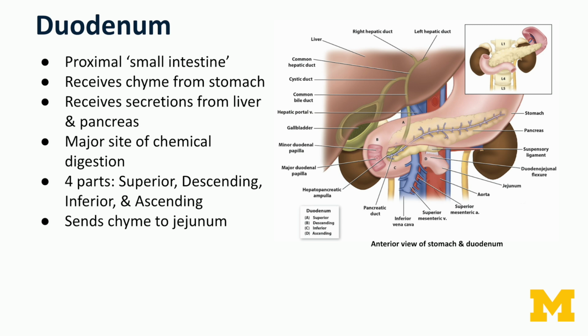The duodenum receives chyme from the stomach. It also receives secretions from both the liver and the pancreas, and as such, it is a major site of chemical digestion, as well as absorption. Now, there are four parts to the duodenum: a superior part, a descending part, an inferior part, and an ascending part. The ascending part is going to send that chyme to the jejunum.